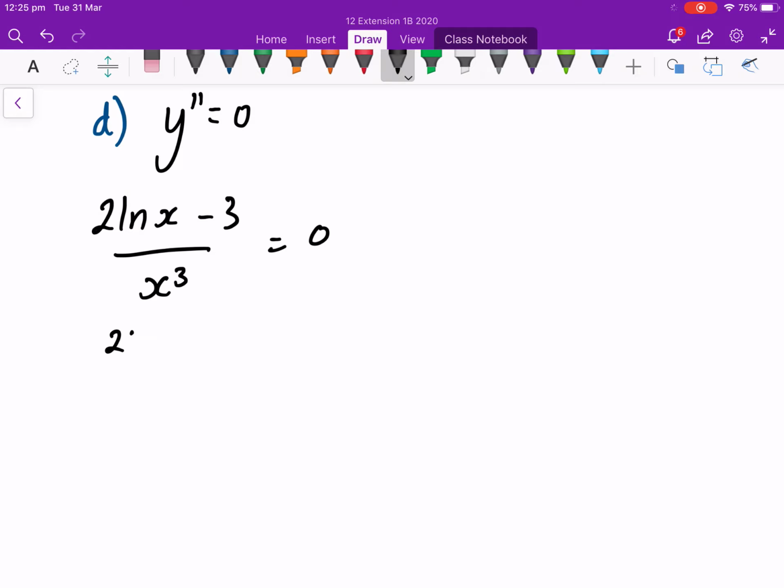Across, we get 2 ln x minus 3 equals 0. So ln x must equal 3 on 2. And again, we can rearrange this into index form. So we do with e to the power of 3 on 2 equals x.